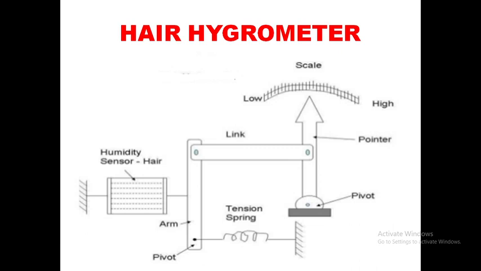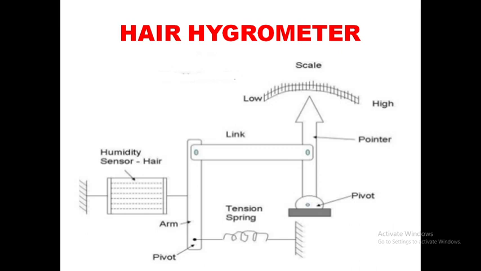Operation about hygrometer. When the humidity of air is to be measured, this air is made to surround the hair arrangement, and the hair arrangement absorbs the humidity from the surrounding air and expands or contracts in the linear direction, X direction. This expansion or contraction of the hair arrangement moves the arm and link and thus the pointer to a suitable position on the calibrated scale, and thus indicates the humidity present in the air or atmosphere.